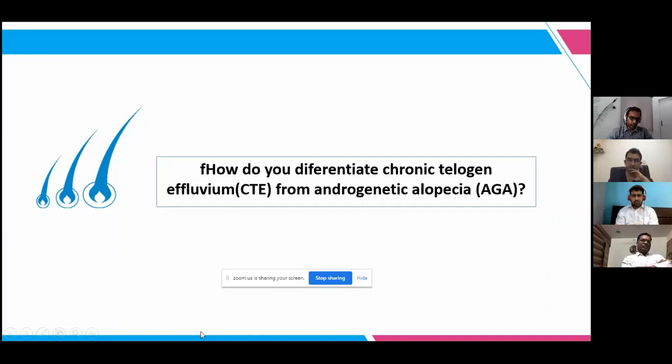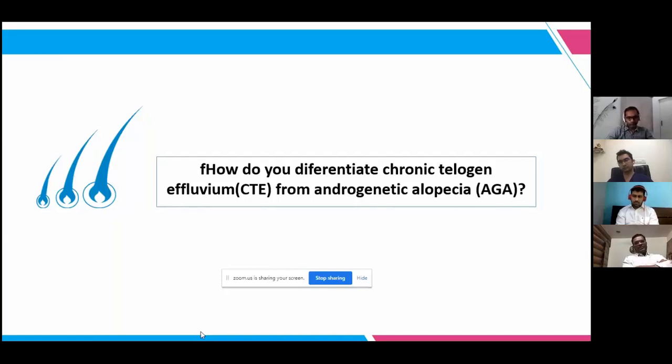But few patients, apart from the classification described, have the diffuse type of androgenic alopecia. This is called DUPA, diffuse unpatterned androgenic alopecia. These people have thinning of hair from the frontal area to almost, or sometimes in the occipital area also, they have the diffuse thinning.